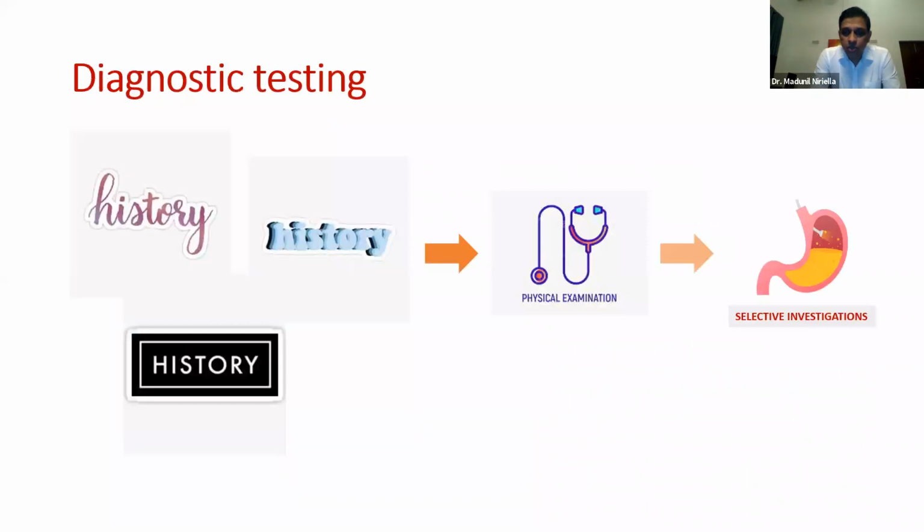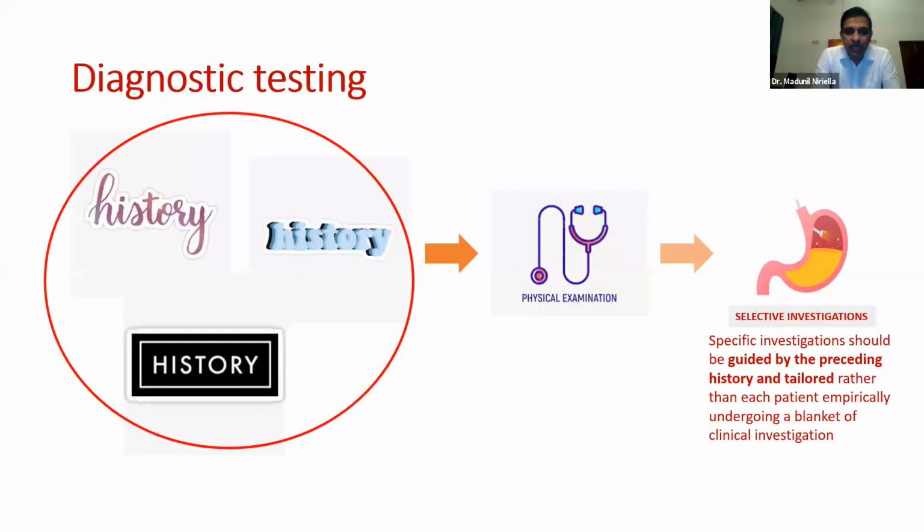So the diagnostic approach predominantly has to be concentrated on the history. A good, focused, relevant history is the most important in evaluating this patient, supported by a physical examination and very selective investigations. And specific investigation should be guided by the preceding history and should be tailored rather than each patient empirically undergoing a blanket of investigation. So these patients should not be over-investigated, and the selective investigation should be guided by a very good history.